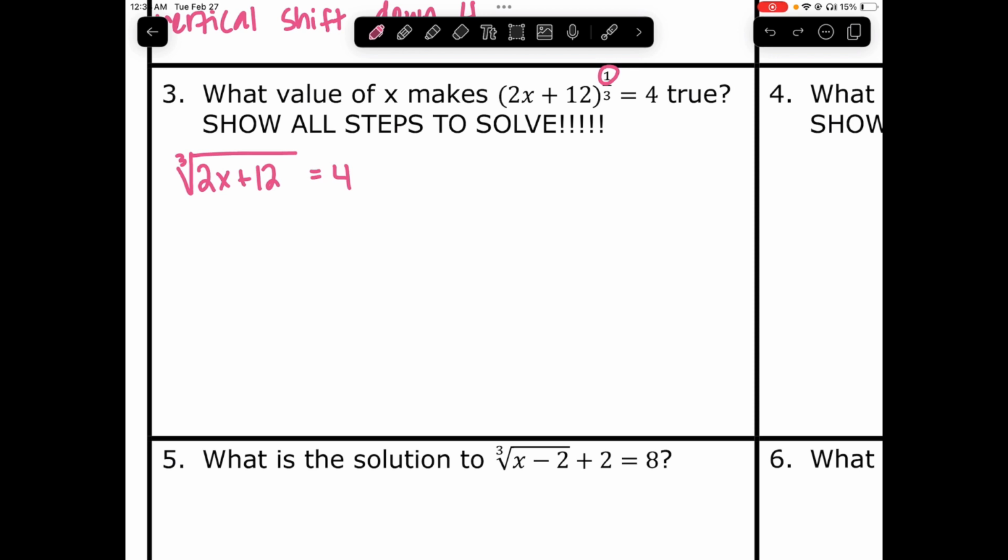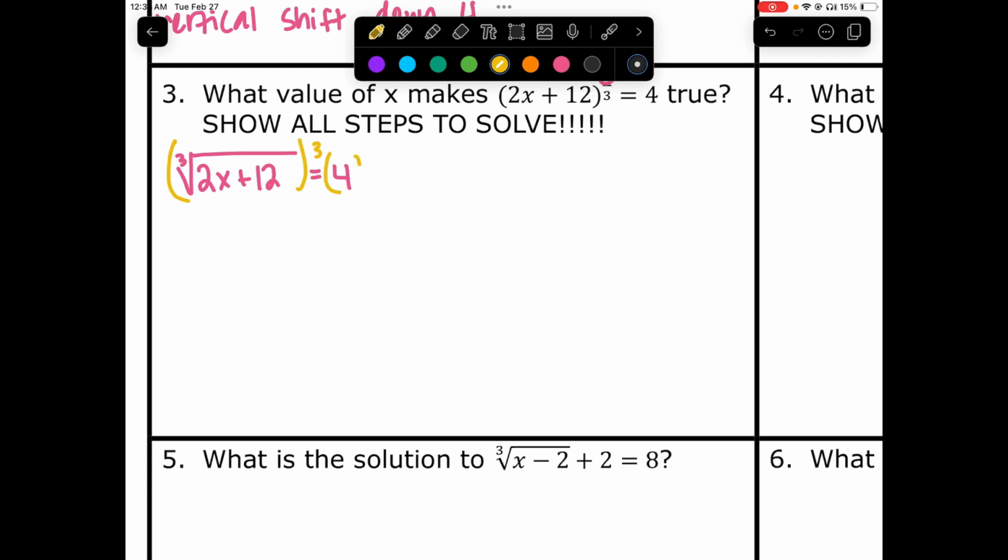All right, so now I'm going to raise both sides to the third power in order to cancel out the cube roots. Voila. 4 to the third power, if I'm not mistaken, is 64. Am I right? I am. Okay, and now I'm going to just solve this two-step equation. Y'all should know how to do that. Well, most of you should know how to do that, bless your hearts.